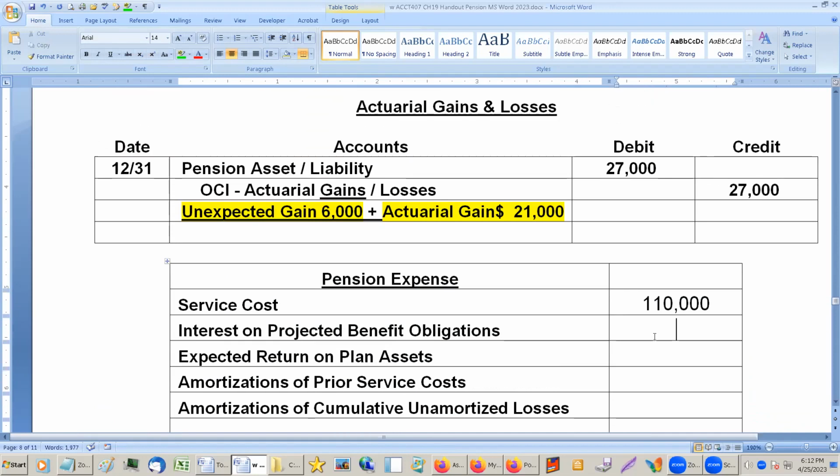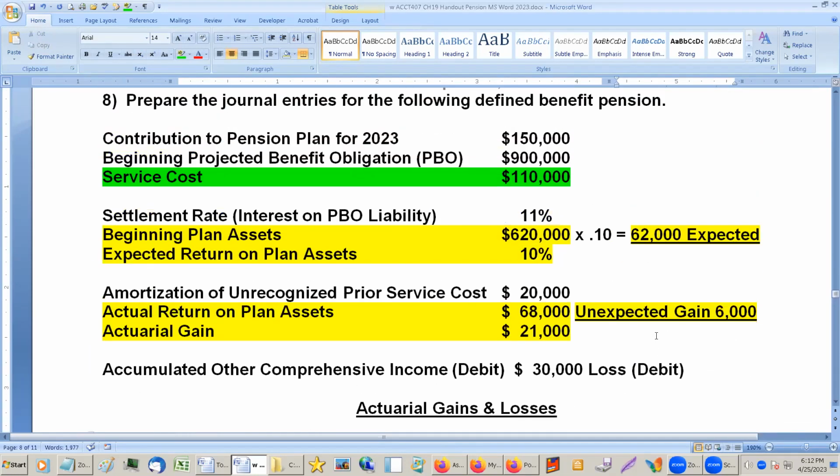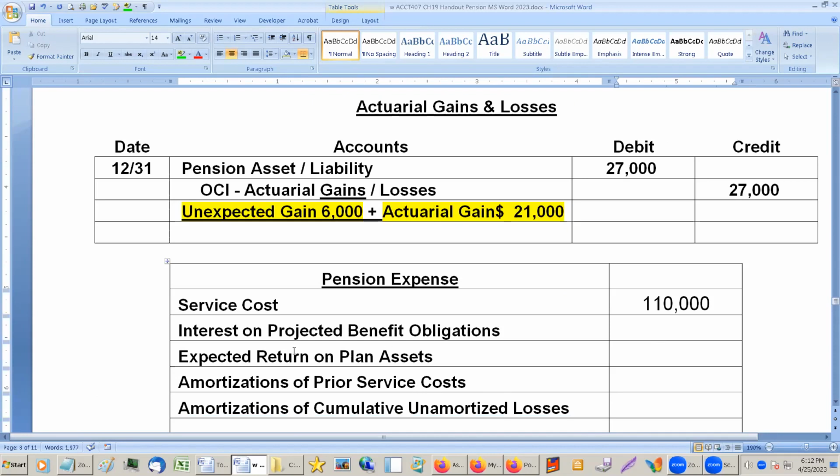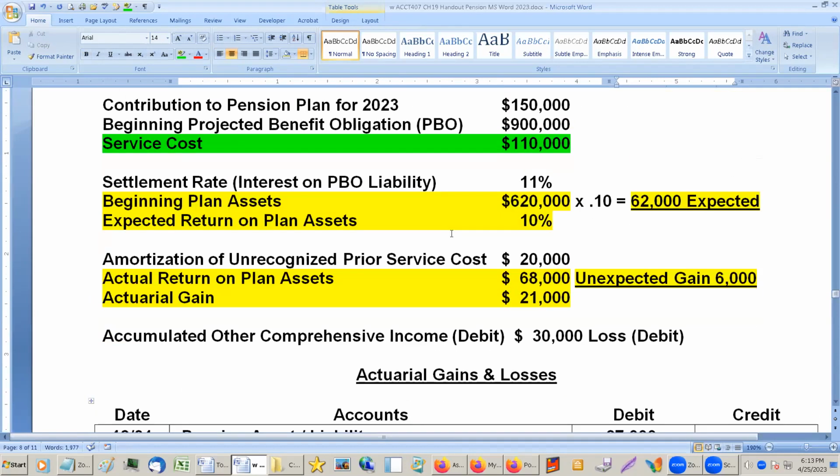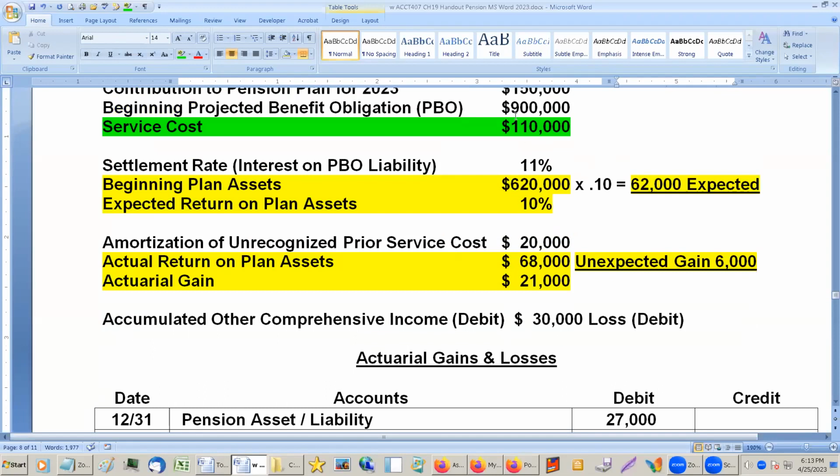All right, so service cost is 10. Interest on the PBO. Okay, so like any liability, there's an interest rate on it. Any long-term liability, there's going to be an interest rate, and the interest rate on this one is 11%.